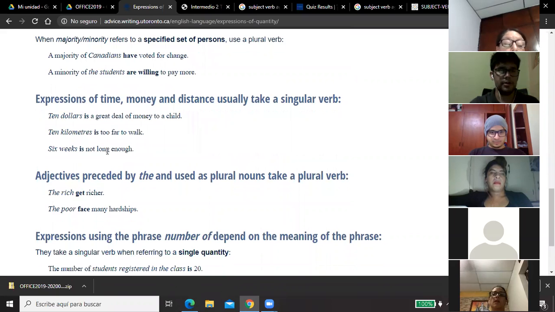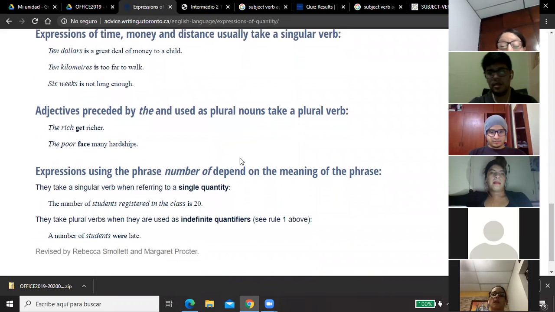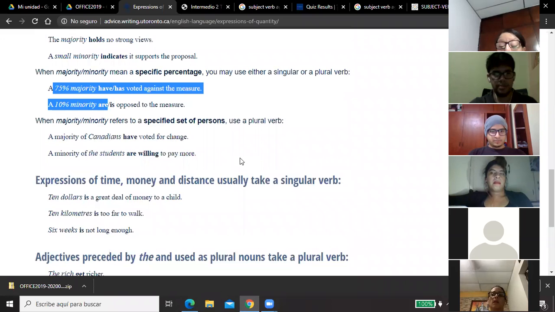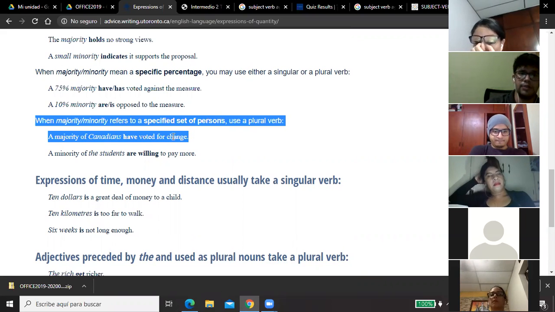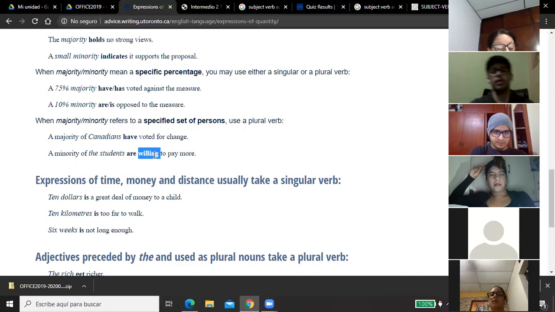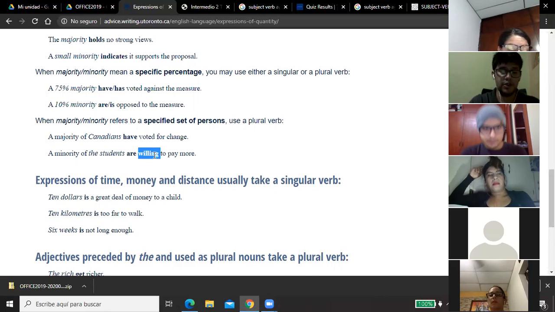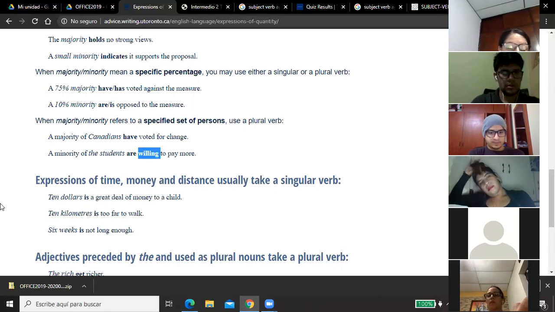All right, and look, we also have expressions of time, and it will almost take forever to look at them, but let's have a quick look at this one. So if the majority refers to a specified set of persons, we use a plural verb. Like, for example, a majority of Canadians have voted for change, or a minority of students are willing, right? So we are referring to a specified set of persons, a specific group of people, okay?